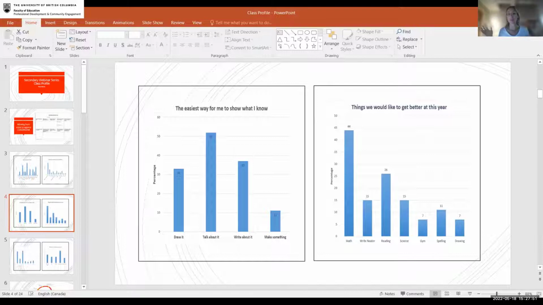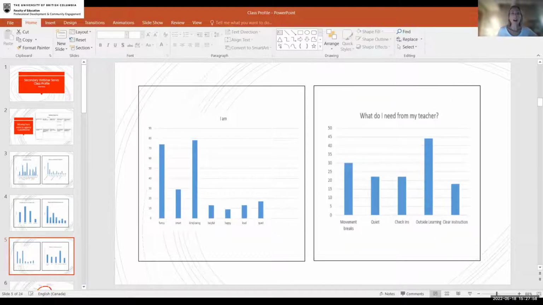And she actually had these up in her classroom to say, this is who we are. This is what we want to get better at. This is what we're doing this year. This is hilarious. Of course, every single profile I've done with pretty much every group, they always say they're funny. And Leighton just said he was funny at the beginning. It's a thing. Adults, kids, everybody thinks they're funny.